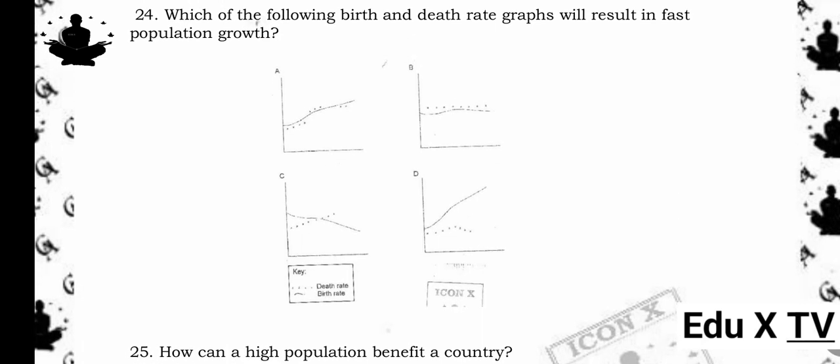The answer is D. Reason being, in graph D, birth rate is high and increasing, while death rate is low and constant, creating a large gap equals fast population growth.